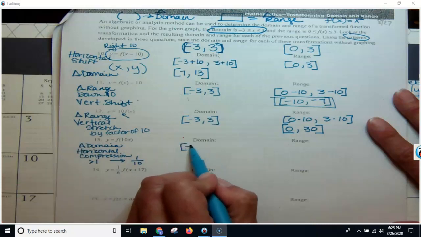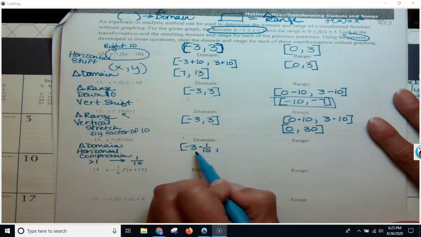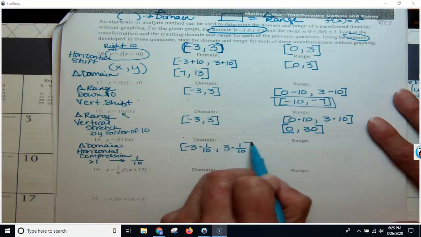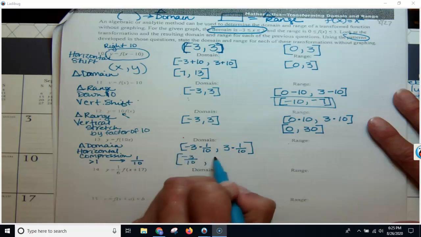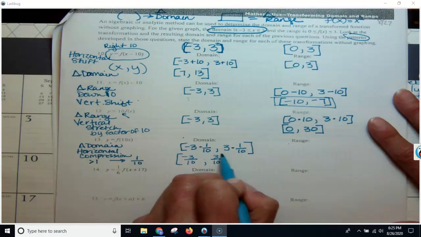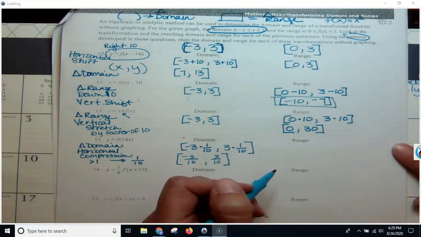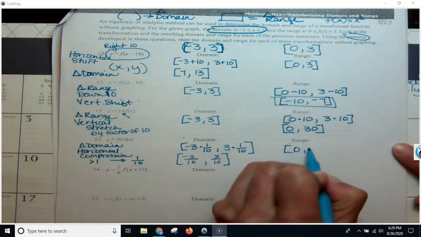So we're going to take our original domain and multiply it by 1/10. So we're taking our low value and our high value and multiplying it by 1/10. Then I'm going to get negative 3 over 10 is my low value for my domain. 3 over 10 is my high value for my domain. My range has not changed. All right, so this is going to stay at 0, 3.